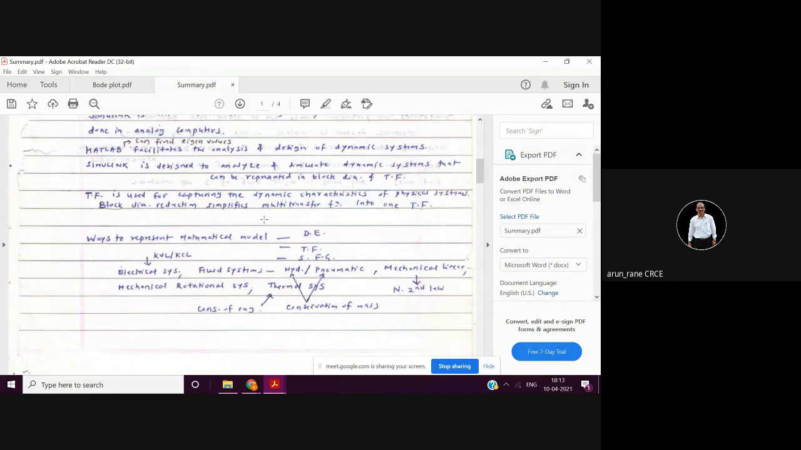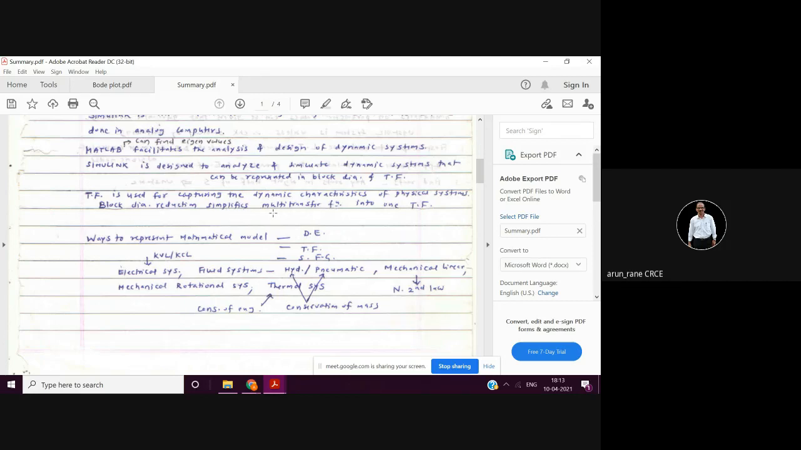So in MATLAB, you can get the root locus, you can get the Bode plot. Now there are no practicals. Otherwise, I used to conduct this in MATLAB when there were practicals in control engineering. Transfer function is used for capturing the dynamic characteristics of physical systems.